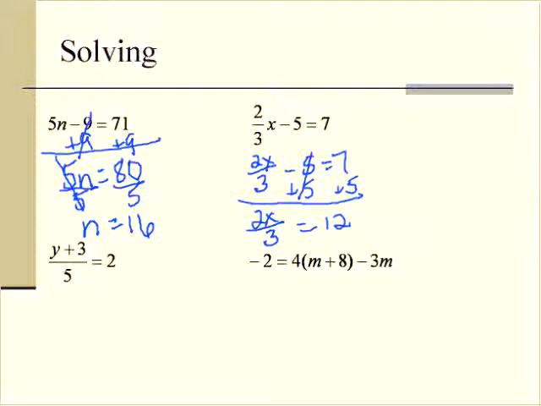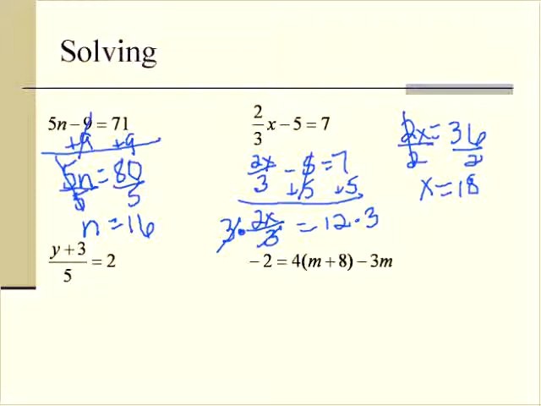Now I'm going to undo that division. The opposite of dividing by 3 is multiplying by 3. So I'm going to multiply both sides by 3. That's going to get rid of that. So I'm going to be left with a 2x on this side. And 12 times 3 is 36. Then I'm going to undo this multiplication by dividing both sides by 2. I'm going to get rid of that, and I'm going to have x equals 18.